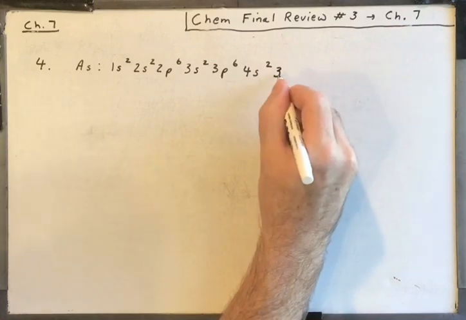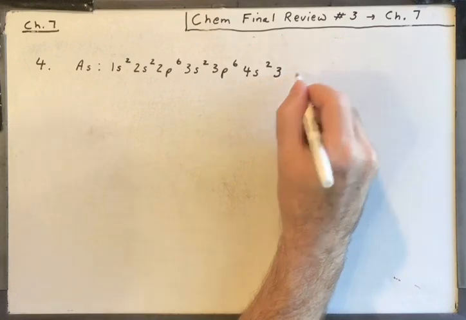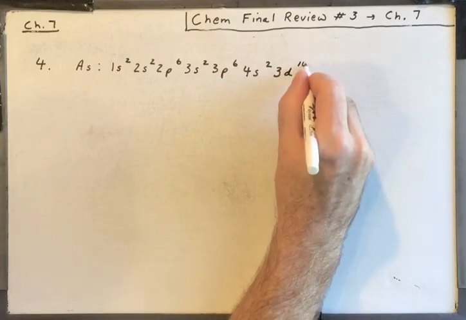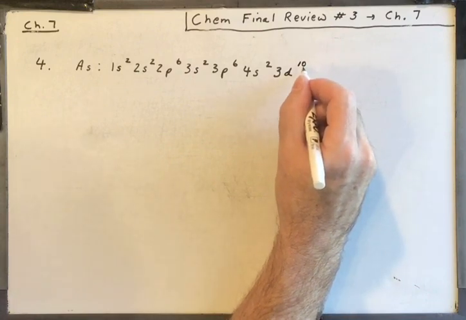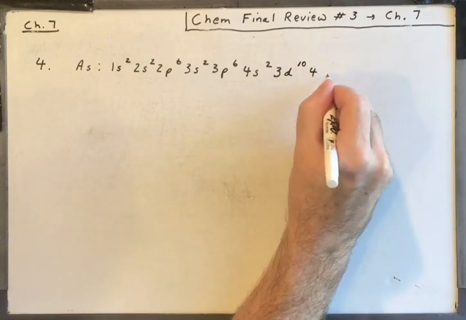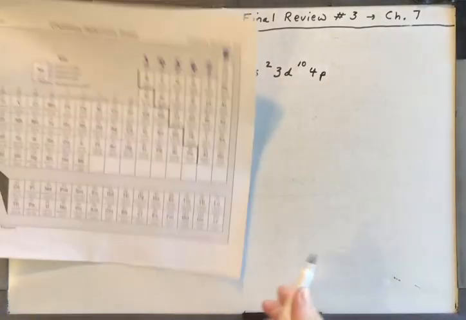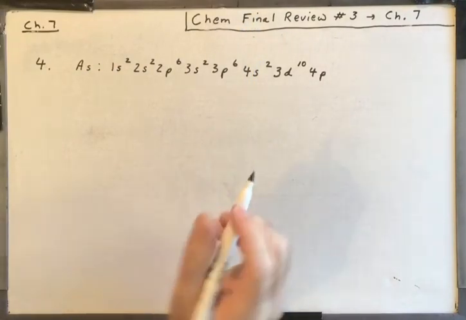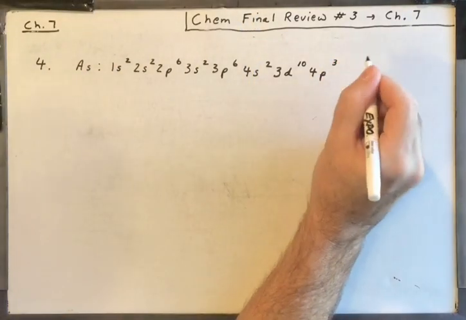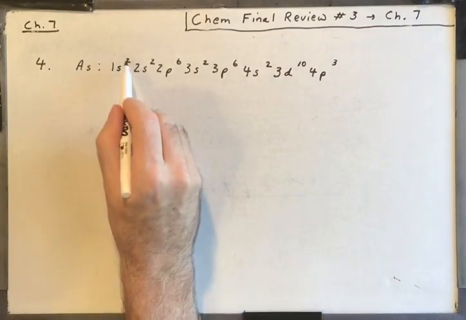Subtract an energy level. A few of you forgot to do that on the take-home test for chapter 7. Subtract an energy level, 3d10. So we've made it to zinc, 3d10. And then add back the energy level when we get back to the P block, 4p. And it is 1, 2, 3. So 4p3.